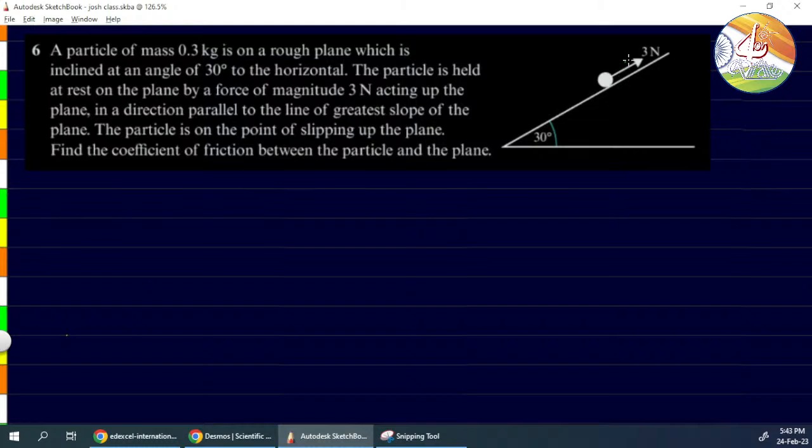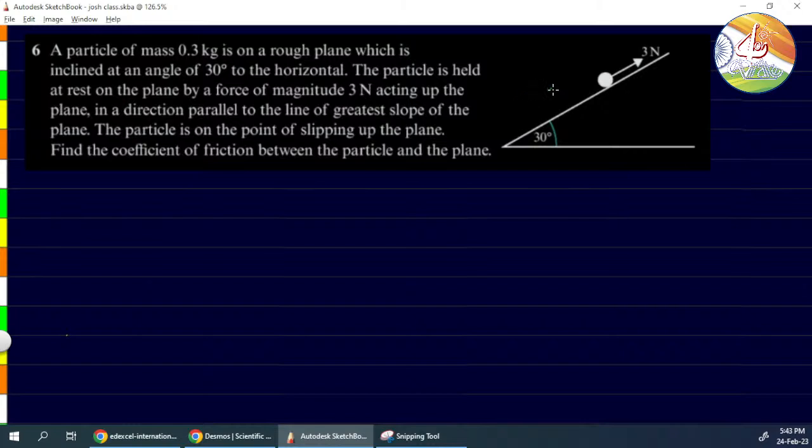Okay, if you don't apply this force, what will happen? It will move downwards. So to stop it from moving, you have to apply an upward force equal and opposite to the friction, correct? When you apply a force equal and opposite to friction, it will still be trying to slide downwards only, no?